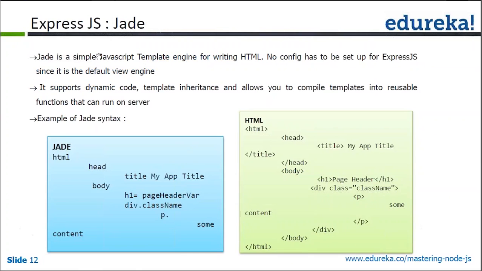So Jade is a simple JavaScript templating engine. No config has to be set up. We saw it was available. It supports dynamic code, and it has template inheritance, which is a very powerful feature. You can have a master template and inherit different templates based on the master template, and then it allows you to create reusable functions that can run on the server.